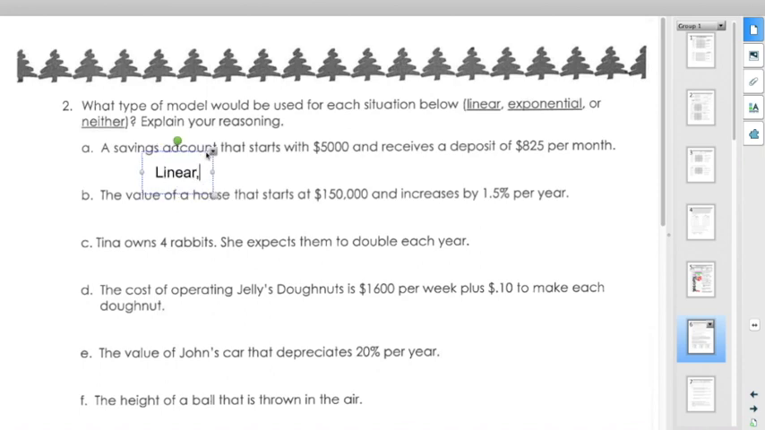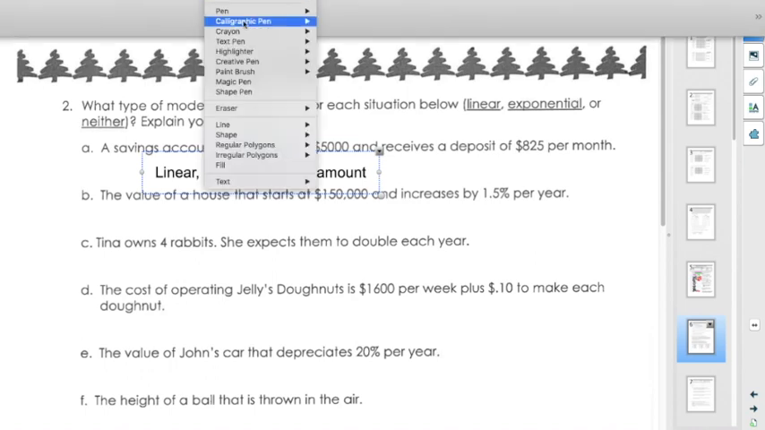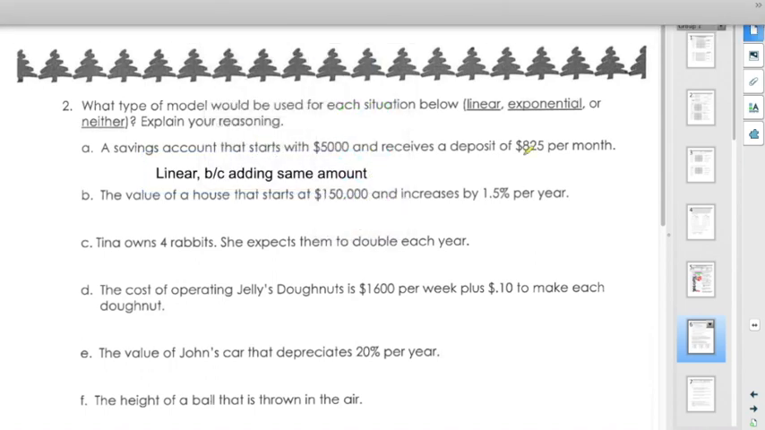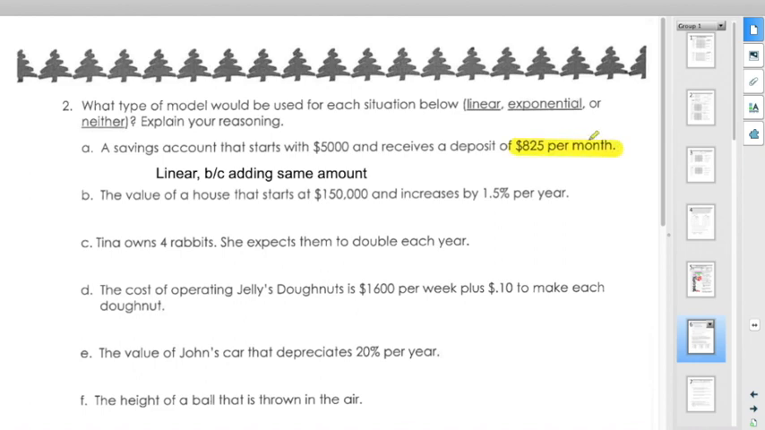Part A would be linear, because they're adding the same amount. And again, that same amount is $825 per month. Keyword is per month. We should know per. Anytime we see per, that's going to be a linear function.